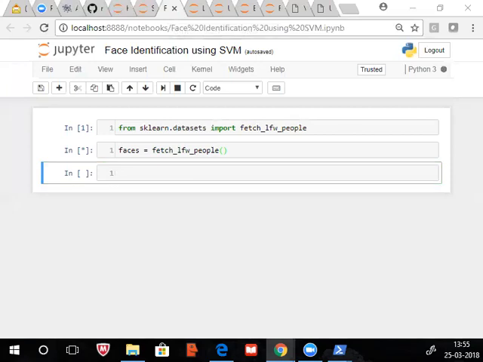The data size is 62 cross 47. Each image is of 62 cross 47 here. So what will be the number of features? Somewhere around 3,000 something, 3,300 something, right? So in a nutshell, you're dealing with 3,000 features, 3,000 columns.